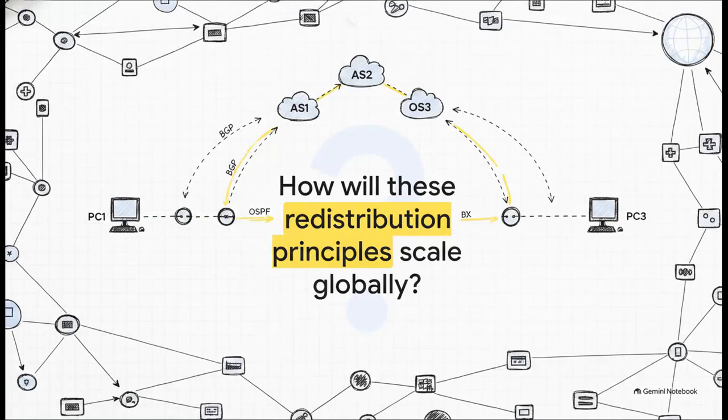So you've just successfully built a fully functioning multi-protocol network. But I want you to think about this for a second. Today, we used BGP and mutual redistribution to get PC1 talking to PC3 across just 6 routers and 3 autonomous systems. The internet you're using to watch this explainer right now uses these exact same underlying mechanisms. If 6 routers can bridge 3 distinct systems in a lab today, how might these exact same redistribution principles scale to connect hundreds of thousands of systems across the global internet tomorrow? The rules you applied today are literally the rules that run the world.